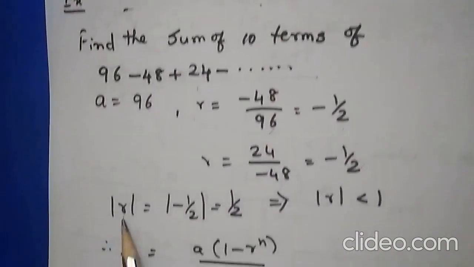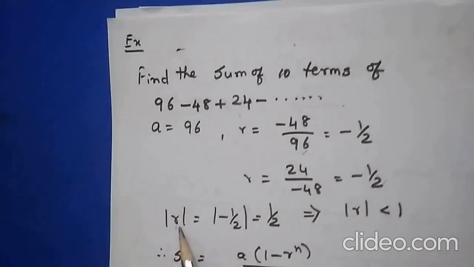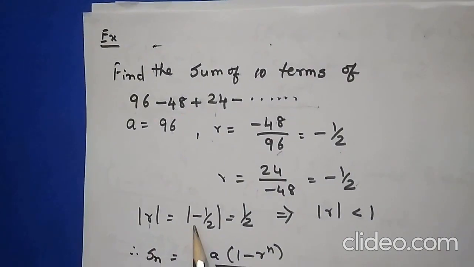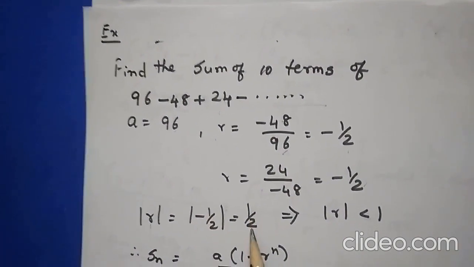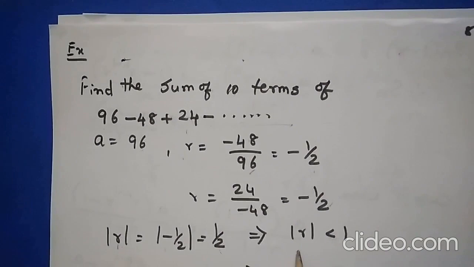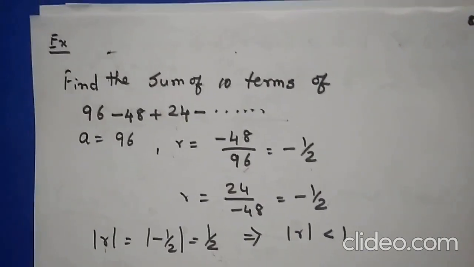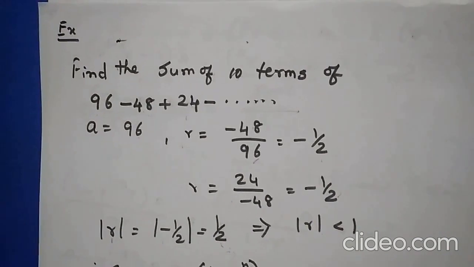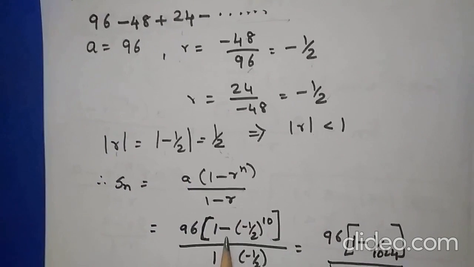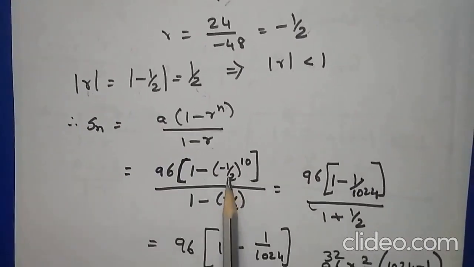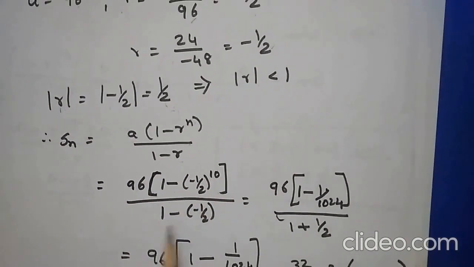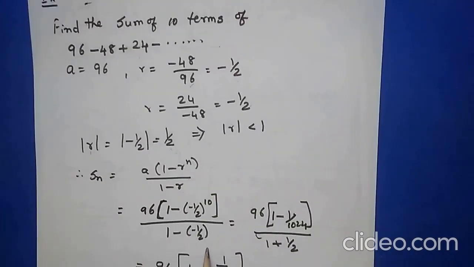Now you are going to find the absolute value of r. The absolute value of r is equal to the absolute value of minus half, which is half. So r is less than 1. Now you are going to apply the formula. The less than 1 formula is a into 1 minus r power n by 1 minus r. In the place of a, 96, 1 minus half power 10 by 1 minus of minus half.